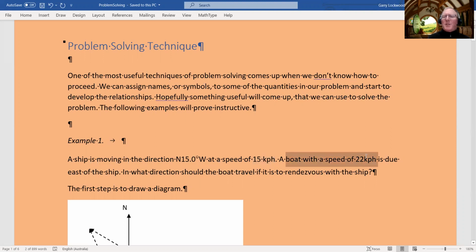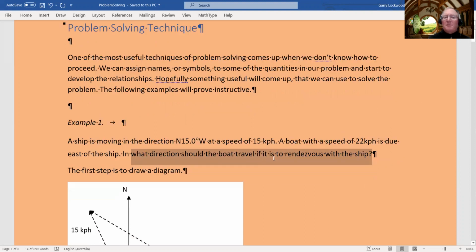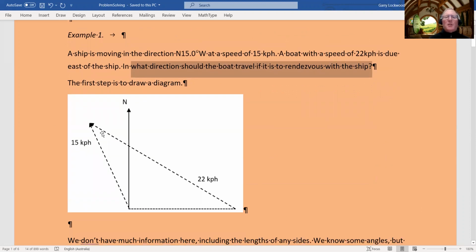So we've got this boat with a speed of 22 kilometers per hour, and that is due east of the ship. And the boat wants to rendezvous with the ship. What direction does it travel in? So let's draw a diagram. And here, of course, we have due north.